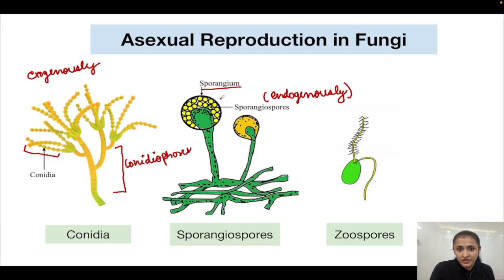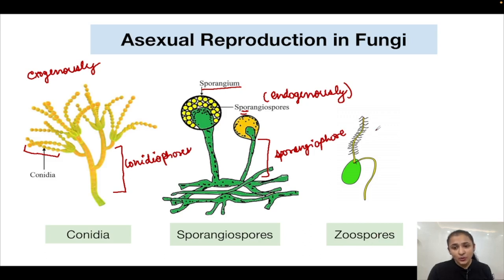This is the sporangium that is present on the sporangiophore, and the sporangium is bearing sporangiospores. Each of these spores has the potential to give rise to a new fungus, or a new mycelium or hyphae.